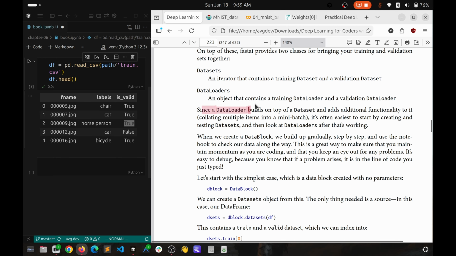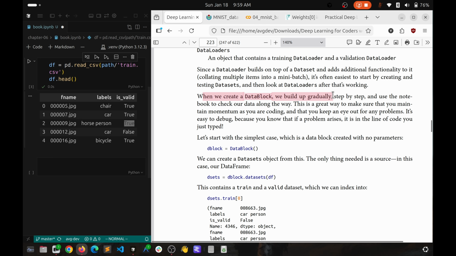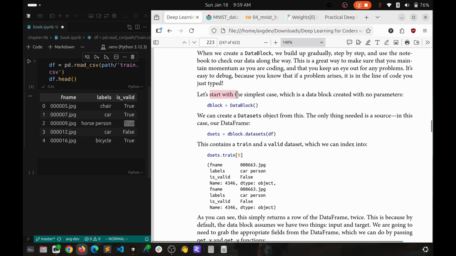Since a data loader builds on top of a dataset and adds additional functionality to it, collating multiple items into a mini batch, it's often easiest to start by creating and testing datasets and then looking at data loaders after that's working. When we create a data block, we build up gradually, step by step, and use the notebook to check our data along the way. This is a great way to maintain momentum as you are coding, and to keep an eye out for any problems. It's easy to debug because you know that if a problem arises, it is the line of code that you just typed. Let's start with the simple case, which is a data block created with no parameters.